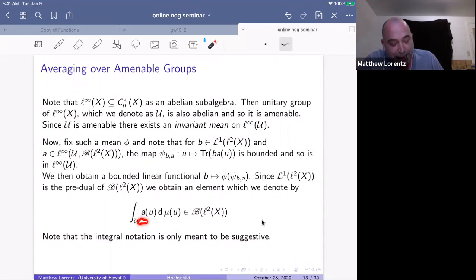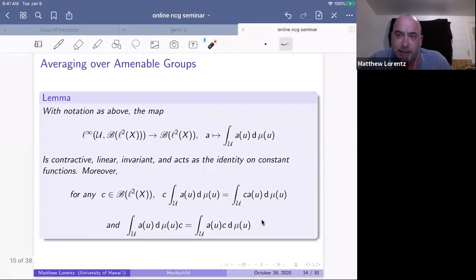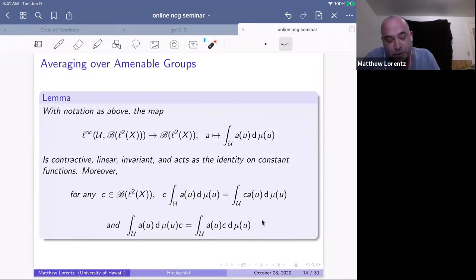If U was compact, then this mu would actually be a Haar measure, but in this case, it's not. So this is just a mean. But it turns out that map enjoys many of the properties of an integral, and that's why we use the notation. If we take a bounded operator from the unitary group to the bounded operators on the square summable sequences and map it into that averaging operator, that map is going to be contractive, linear, invariant, and it's going to act as the identity on the constant functions.